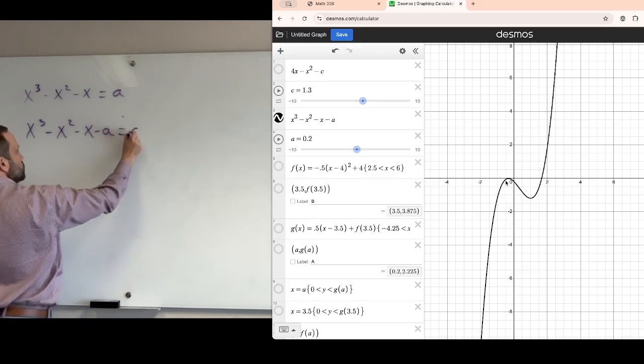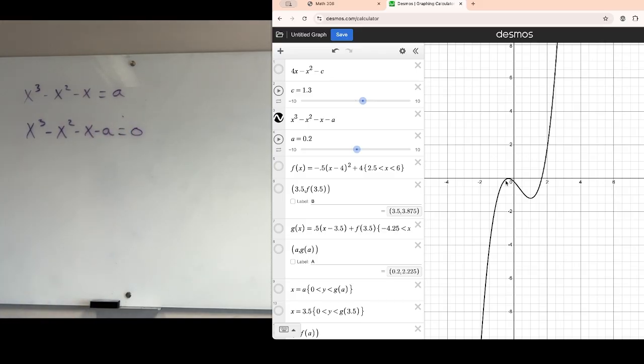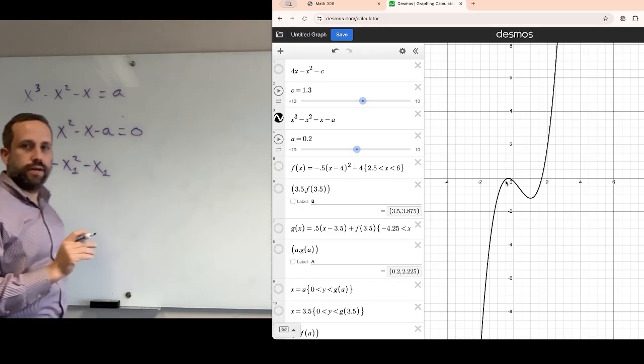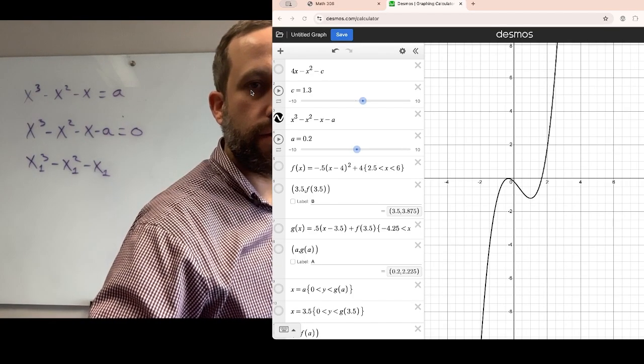Anyways, so if you look at something like this, now what happens if we imagine two different zeros. So we've got x1 cubed minus x1 squared minus x1. Hold on a second here.